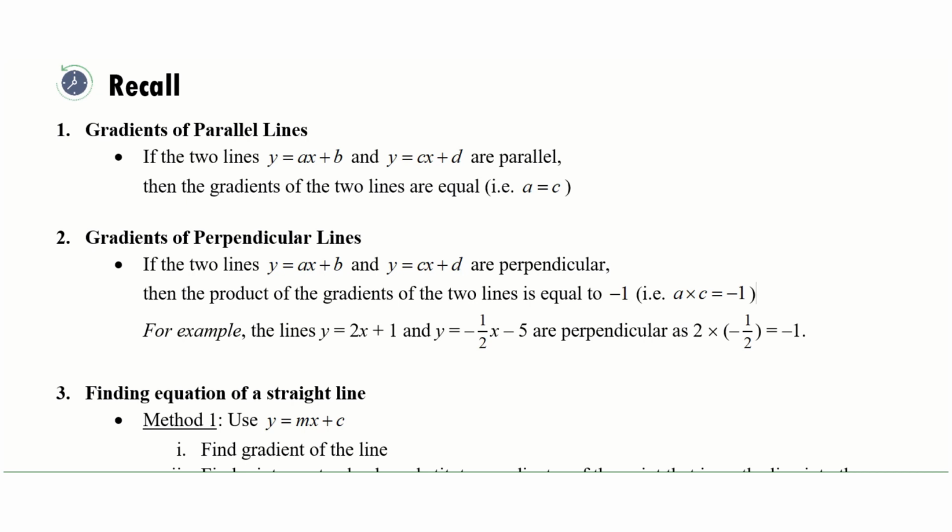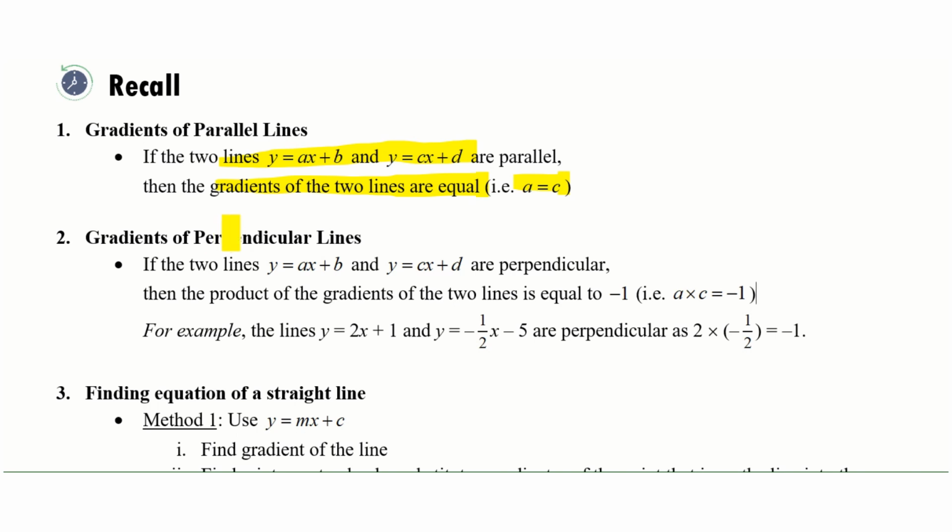So first of all, we have already learned how the gradients of parallel lines are related to each other. If the two lines y equals ax plus b and y equals cx plus d are parallel, then the gradients of the two lines are actually equal. That means that a is equal to c.